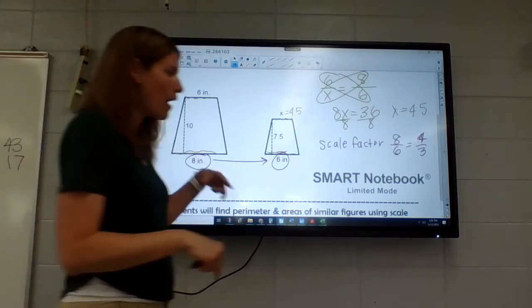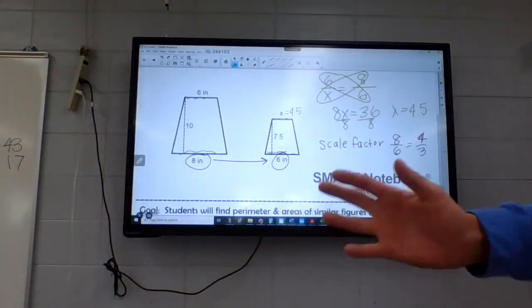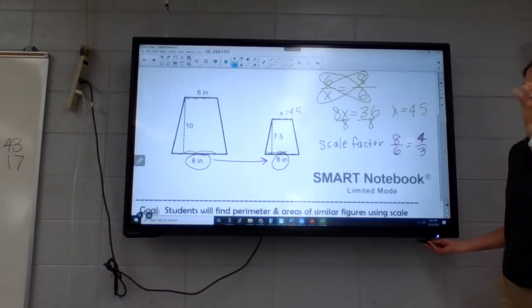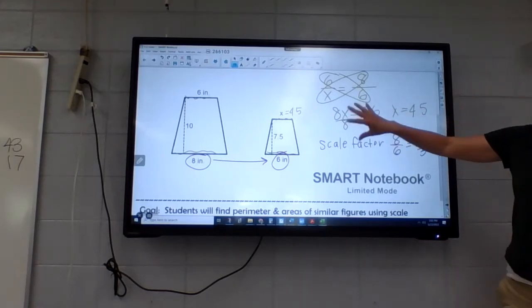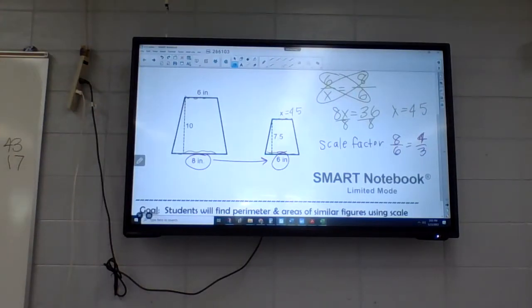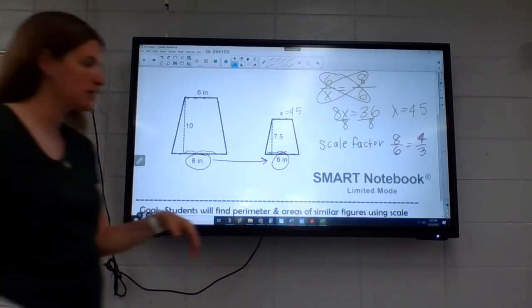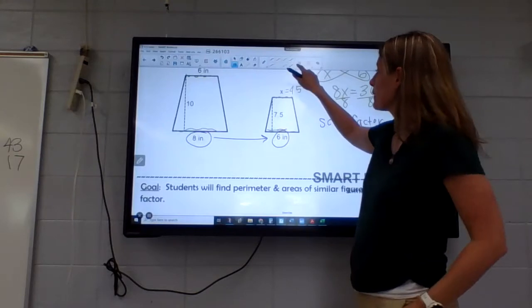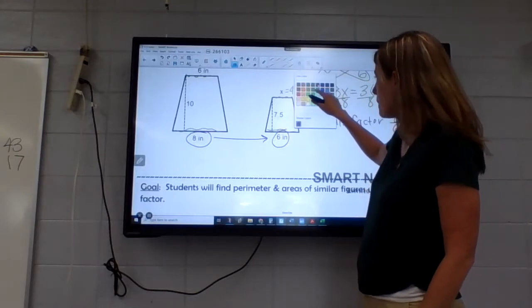Now, what they want us to do then is find the area of these 2 trapezoids. So if you guys want to take a minute to do that. So the area of each of the trapezoids. And we're going to talk about how the areas are similar or different to the scale factor. So area of a trapezoid, we do base 1 plus base 2 divided by 2 times the height. We're finding both of them.